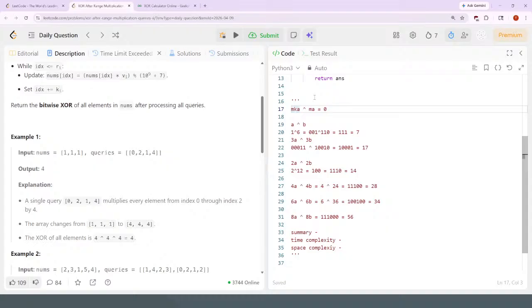Either there's a property of XOR that I'm not thinking about, or there's some way of iterating over the indices while tracking the multipliers that are being applied to those indices, almost like some sort of sliding window, or some current window of multipliers that add and remove based on the ranges of the queries. Like if a query goes in range and then goes out of range.